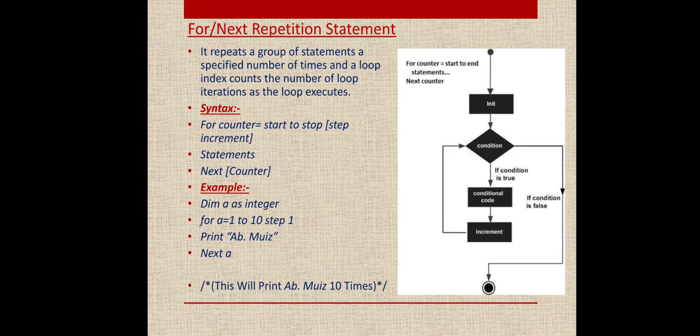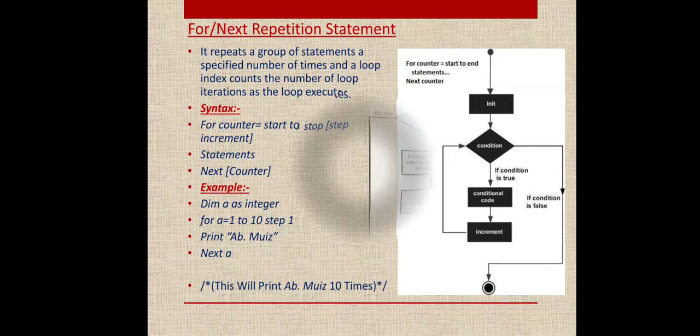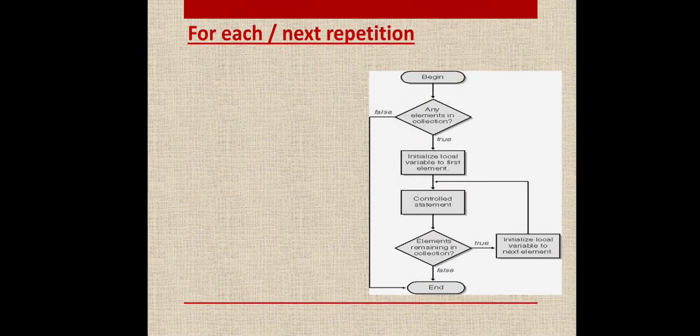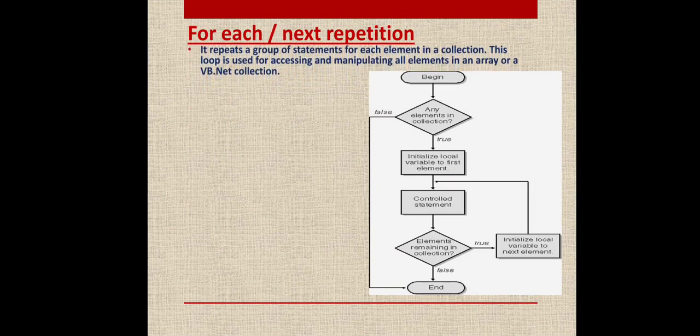So this is the flowchart, this is the syntax, this is the example of our Next statement. After that there is another statement, the For Each Next repetition statement. Actually this type of statement is used for accessing and manipulating the elements in an array or VB.NET collection.